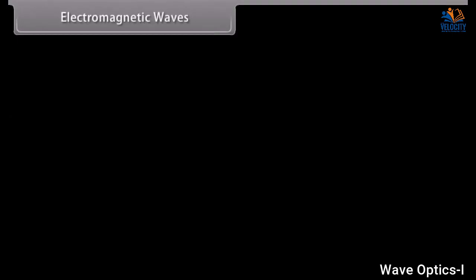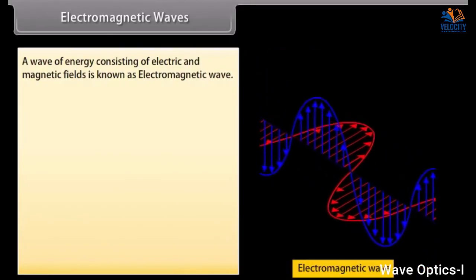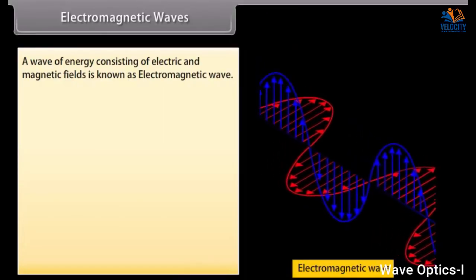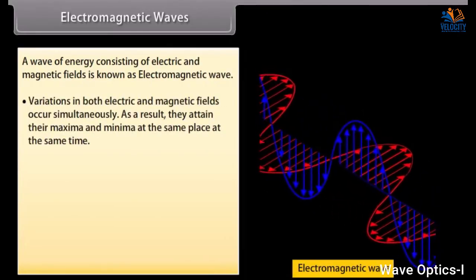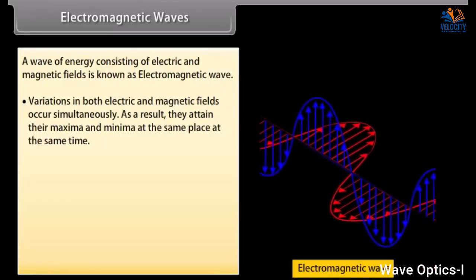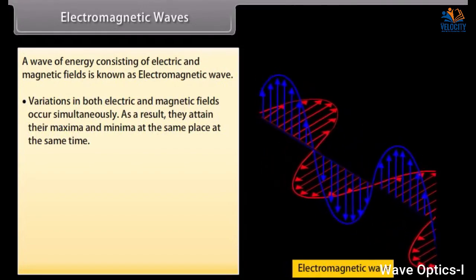Electromagnetic waves. A wave of energy consisting of electric and magnetic fields is known as electromagnetic wave. Variations in both electric and magnetic fields occur simultaneously. As a result, they attain their maxima and minima at the same place at the same time.